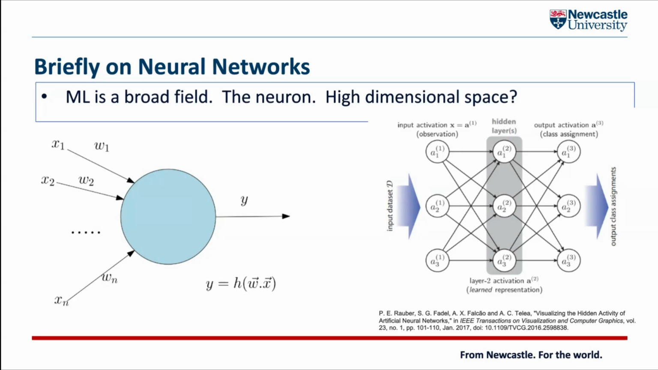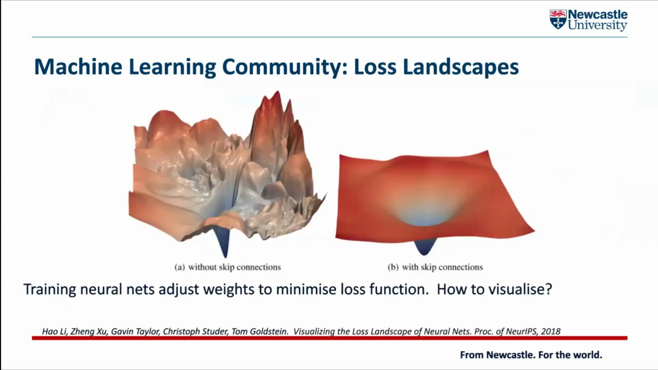So, essentially, you'd have a score, and this score is related to something called the loss function, which we're going to talk about in a second. So, loss landscapes.